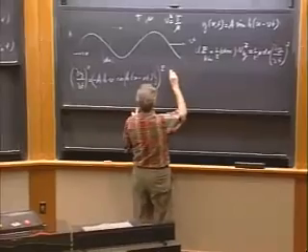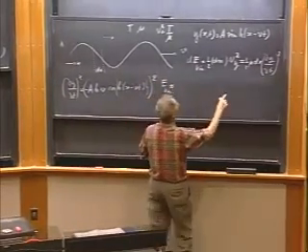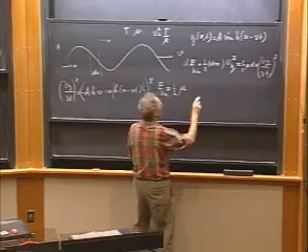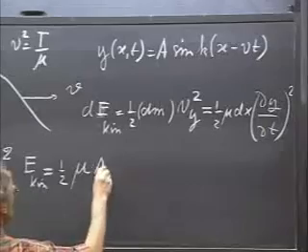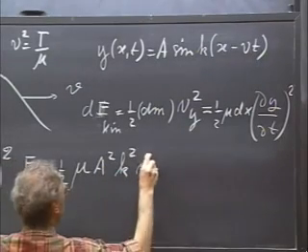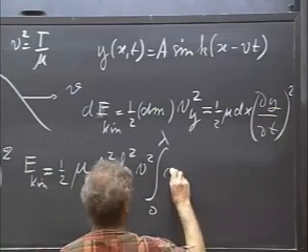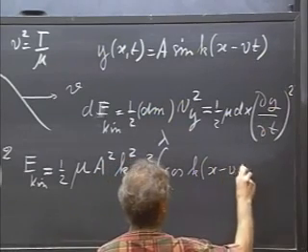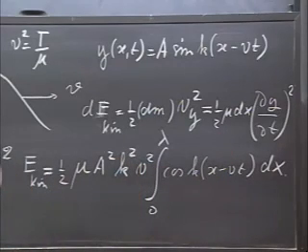I'm going to write down here E kinetic. Now follow me closely. I have a half, I have a mu. And then I get the dy/dt squared, so I get an A squared, I get a K squared, I get a V squared. And then I get the integral from 0 to lambda of this function, cosine squared of k(x minus vt), and then I have my dx. That's what the integral is in the direction of x, yeah?